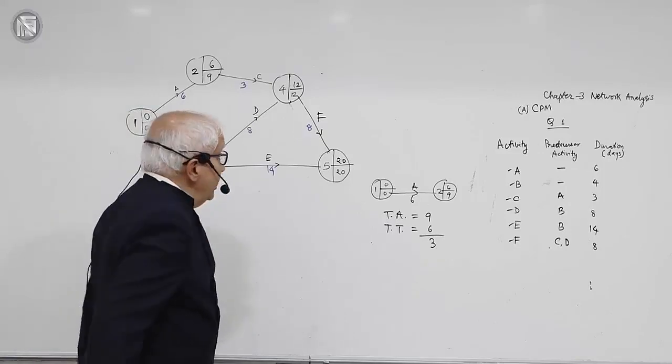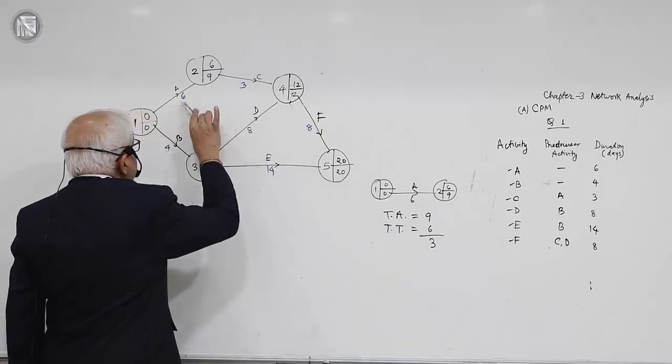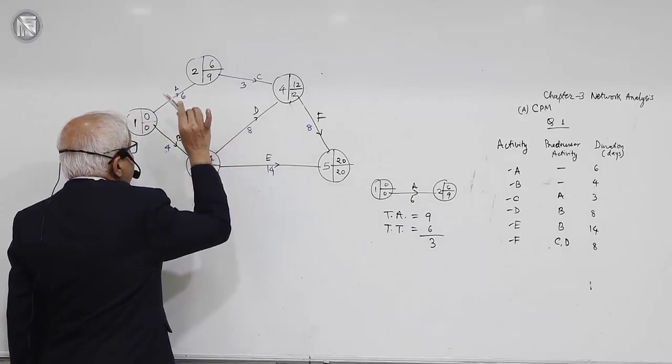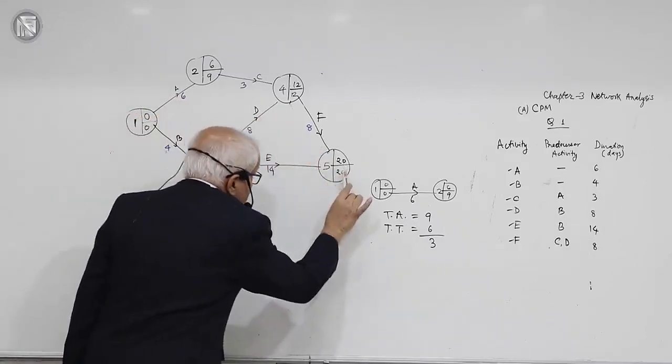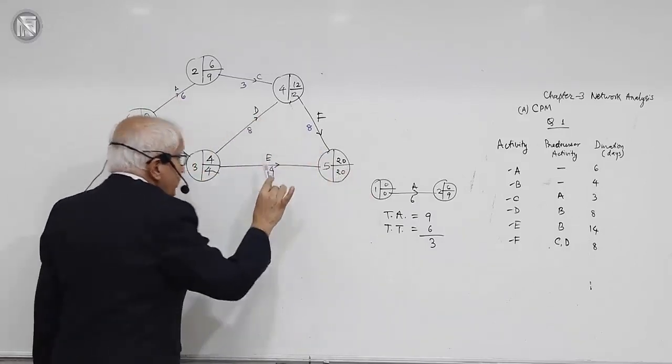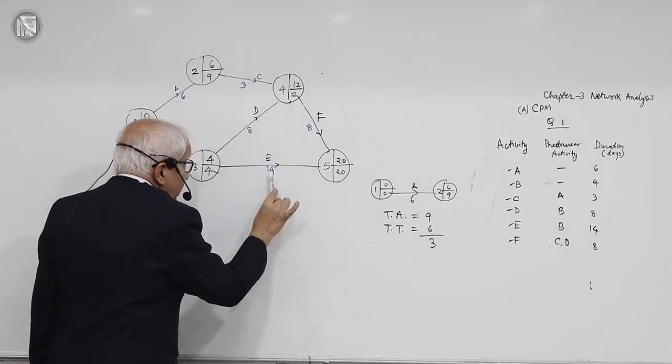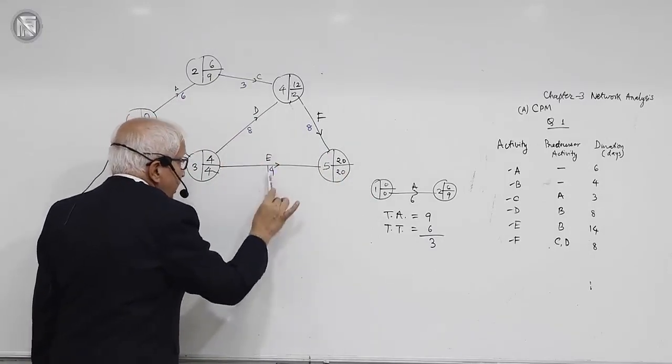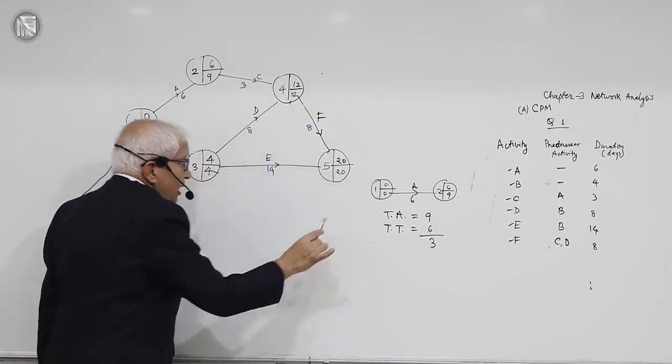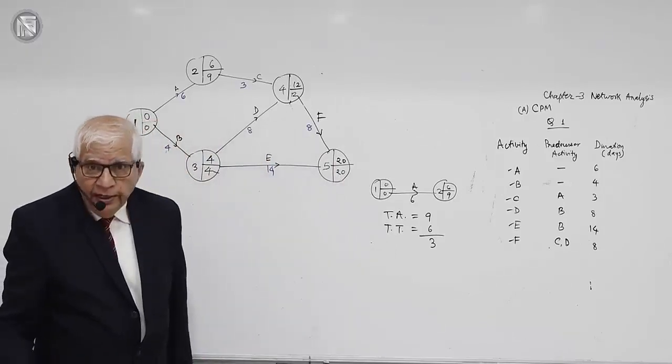What it means is, even if instead of taking 6 days, this activity starts taking 9 days, even then my project will be completed in 20 days. This activity, instead of taking 14 days, if it starts taking 16 days, even then no damage is done, my project will still be completed by time 20.